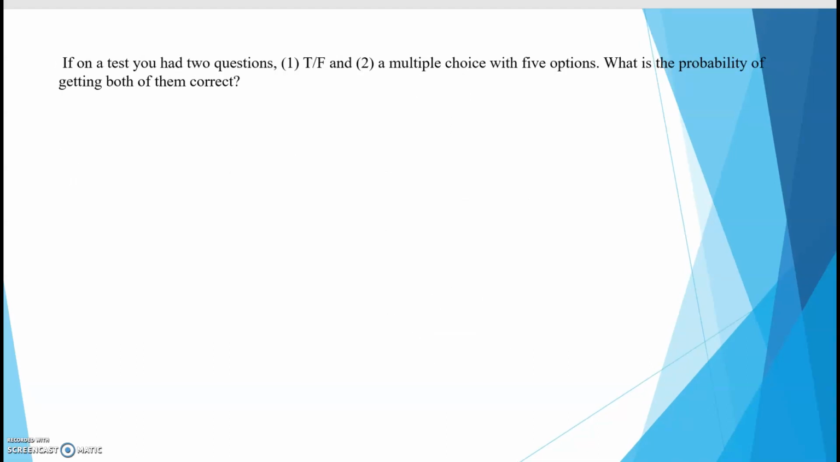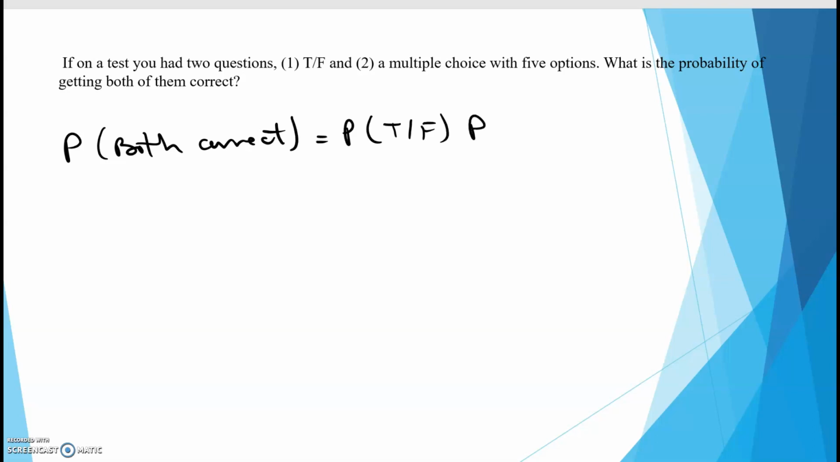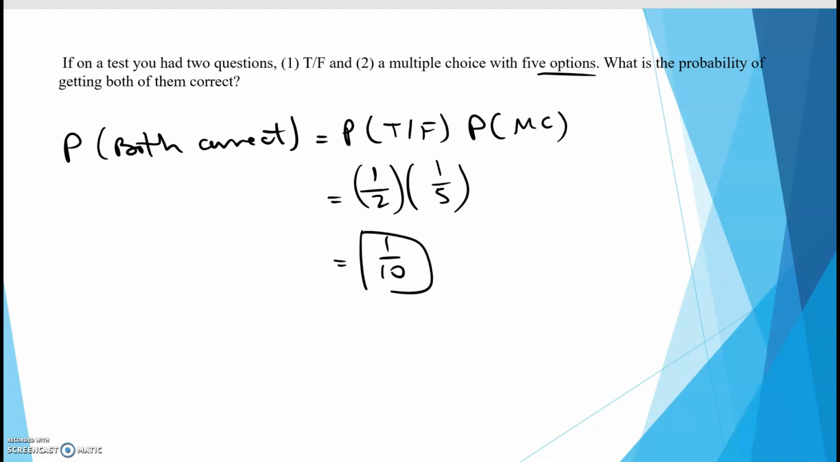If on a test you had 2 questions, true, false, and a multiple choice with 5 options, what's the probability of getting both of them correct? Okay, well, one question doesn't affect the other, so the probability of getting both correct, that's the probability of getting the true, false correct times the probability of getting the multiple choice correct. The probability of getting a true, false is there's 1 correct answer out of 2. The multiple choice with 5 options, there's 1 correct out of 5. So this would be 1 over 10.